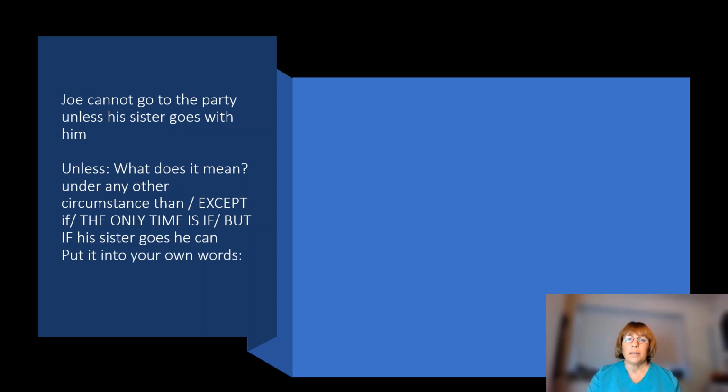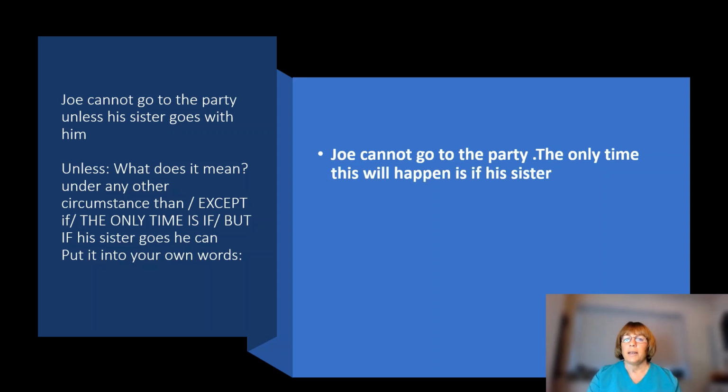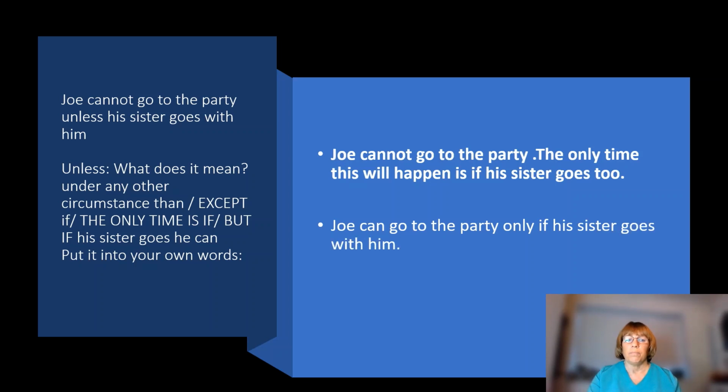So put the sentence into your own words, and you might say, Joe cannot go to the party. The only time this will happen is if his sister goes too. Or Joe can go to the party only if his sister goes with him. Or maybe Joe cannot go to the party except if his sister goes. Now remember, then Joe can go. So in putting one sentence into your own words, you might be using 2 or more sentences.